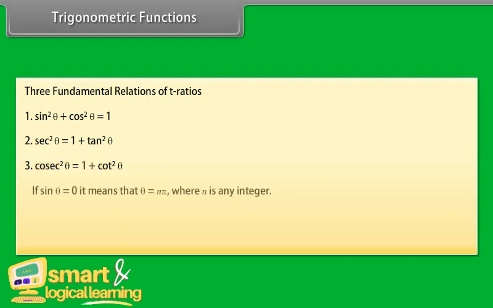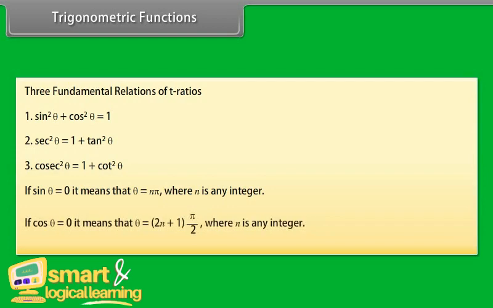If sin theta equal to 0, it means that theta equal to n pi, where n is any integer. If cos theta equal to 0, it means that theta equal to (2n plus 1) pi by 2, where n is any integer.